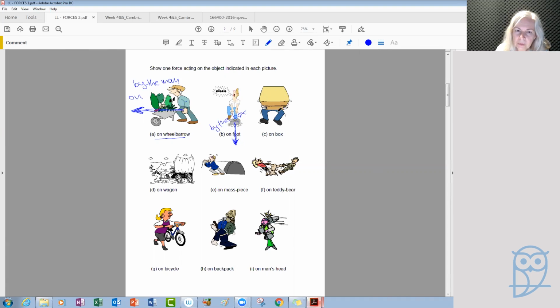Now on the box, well, obviously this guy is picking the box up, or at least he's holding it and walks. So what force is exerted on the box by this man, by the hands of this man? There is an upward force that keeps the box in place there. So this force is exerted by the man, I think it's a man again, by the man on the box.